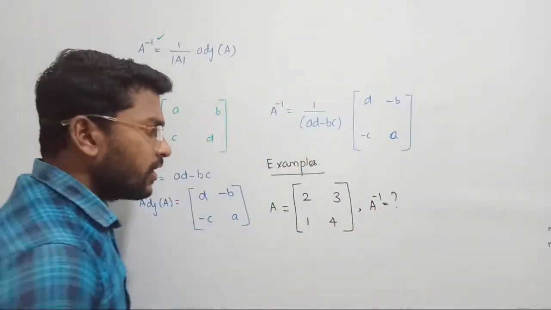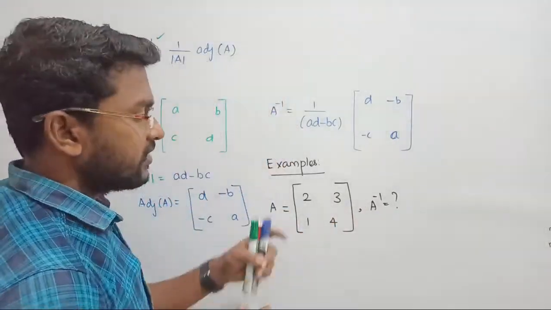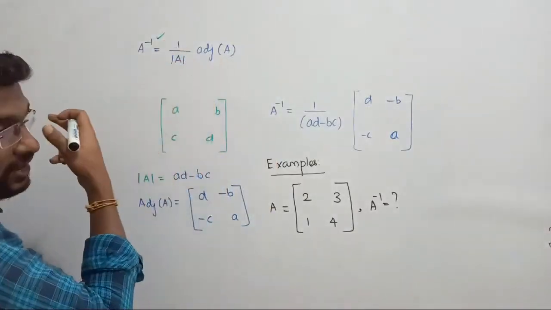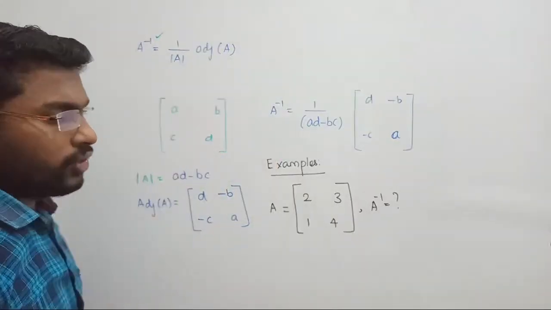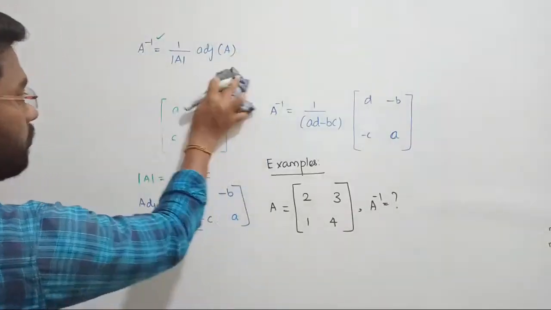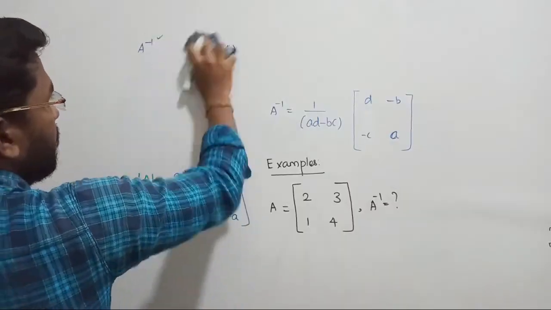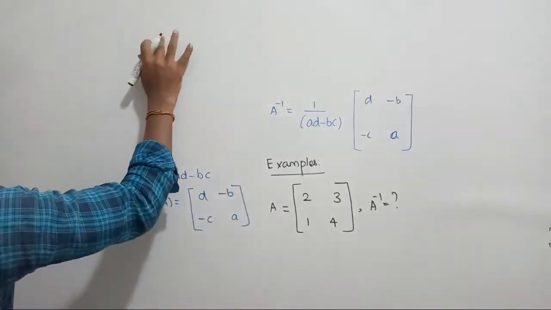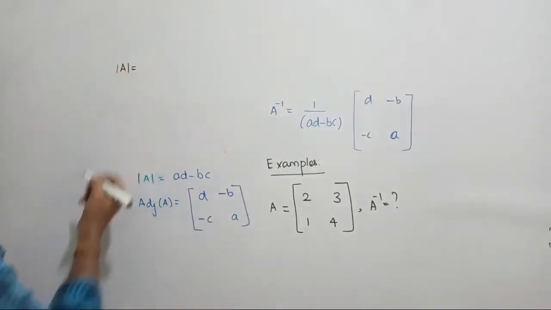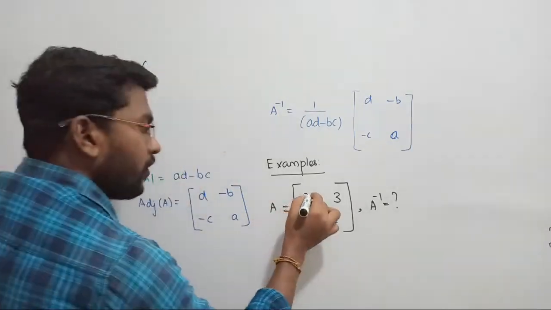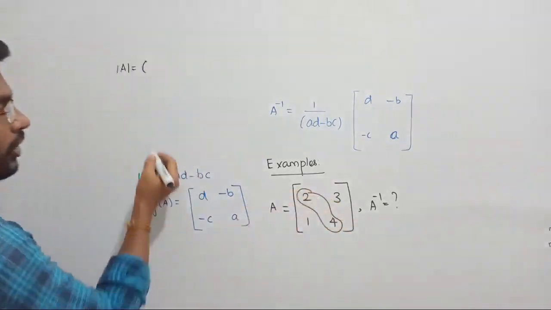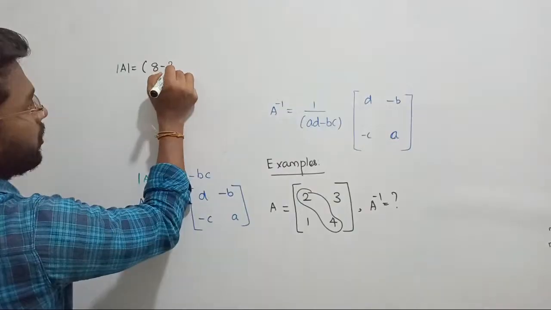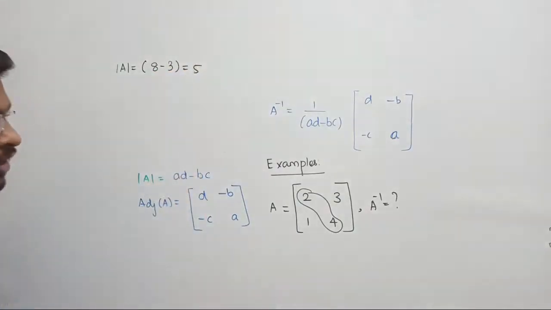How will you find the A inverse? What is the procedure? If you want to obtain the value of A inverse, then I need the determinant of the matrix as well as the adjoint of the matrix. We all know how to find the determinant. First step, find the determinant of the matrix. It is the product of the diagonal, that is 2 into 4 is 8, minus the product of the off diagonal, that is 1 into 3, which is 3. So 8 minus 3 will give you the value of 5.